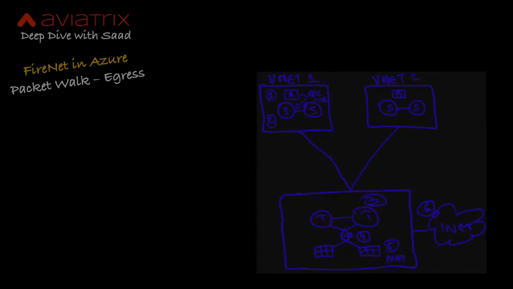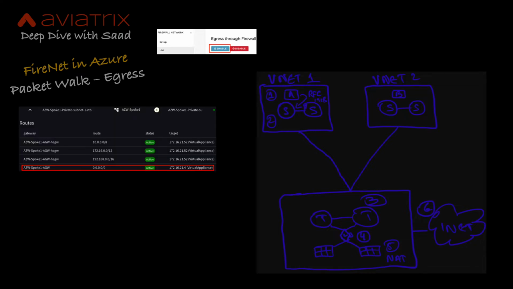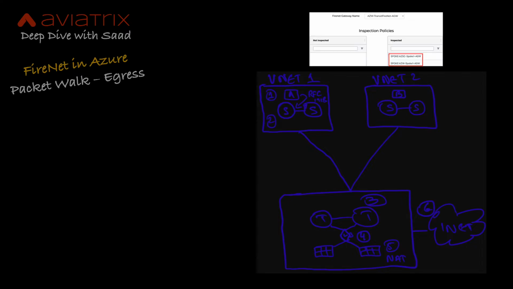Packet walk of egress traffic inspection is almost identical, except you need to turn on the egress through firewalls feature. That will advertise quad 0 route to all the inspected application spokes. Traffic will follow this default route to get to the transit FireNet gateways. FireNet gateways will check if the inspection policy is configured for the source spoke, and if it's true, the gateway will redirect the traffic to the load balancer.